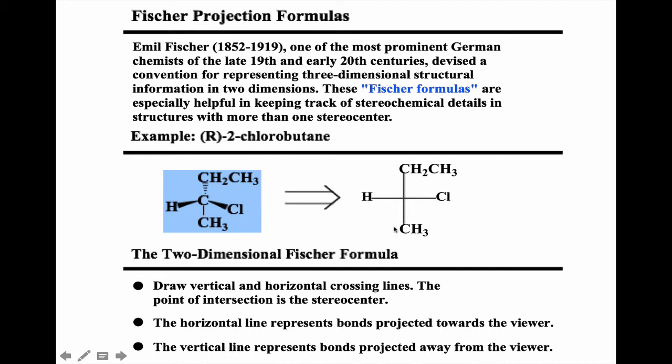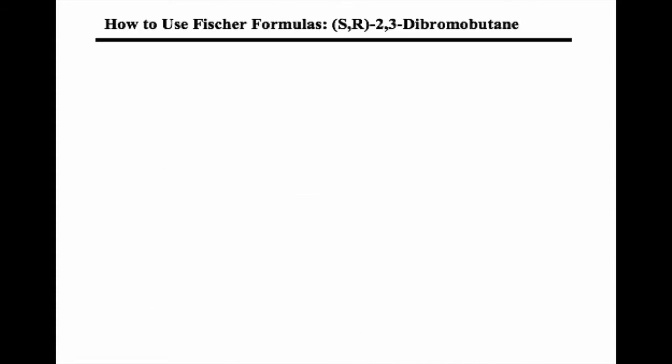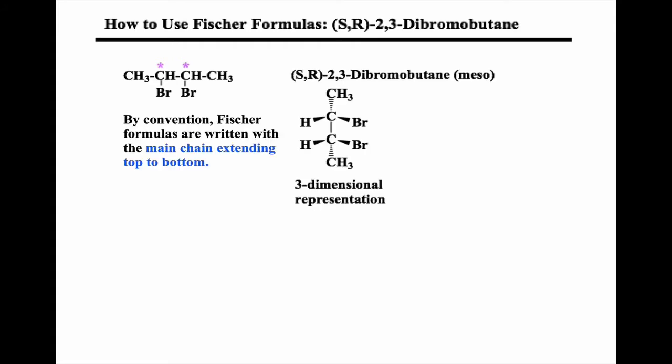Okay. And there are a couple of things that you need to know about using Fischer projections. So for example, if we take 2S,3R-dibromobutane and we build the model, you can see that this molecule is actually what is called a meso compound. That is, it has a mirror plane of symmetry through here. These are chiral centers, but there's a mirror plane of symmetry that runs through here. And so overall, the molecule is not chiral. It is superimposable on its mirror image.